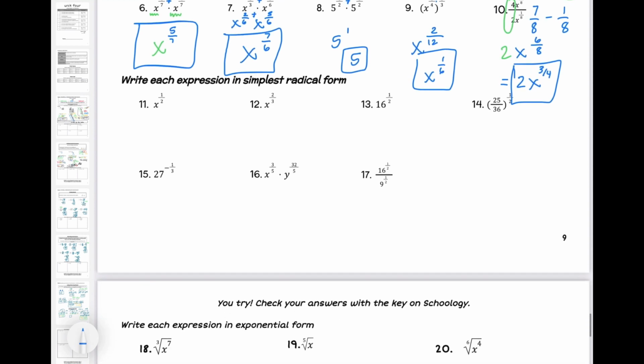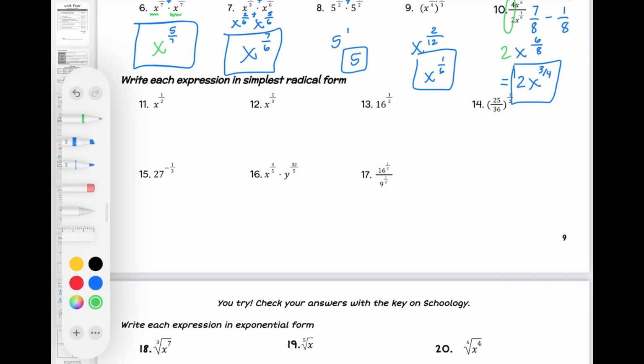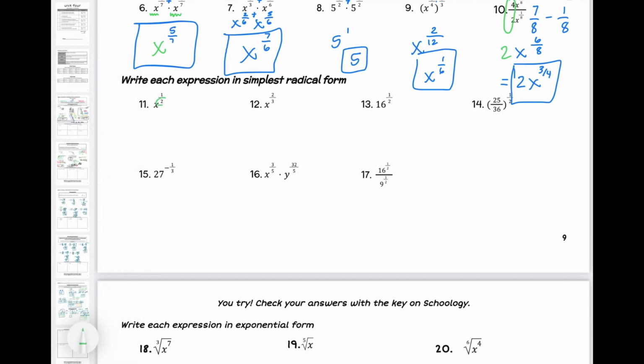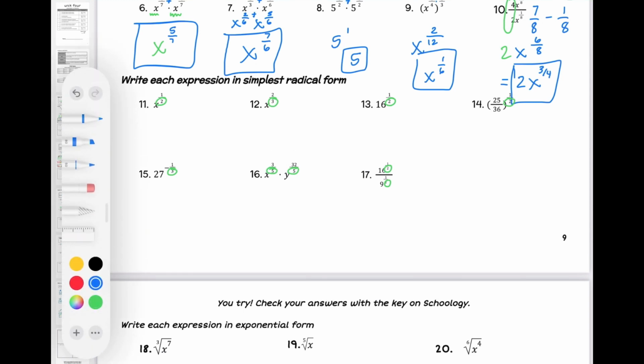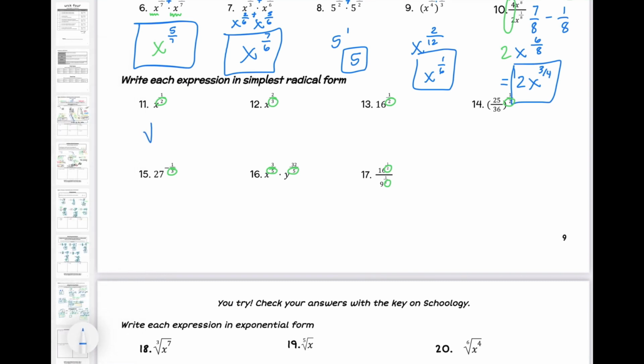All right, so for the next section, now we're going to switch back and make this a radical. So remember, anything on the bottom is going to be our index. So I'm going to go ahead and circle all of my indexes for the next couple problems. So on some of these, we're going to simplify first and then write it as a radical form. So if we think about this first one, we have an index of 2. So that means we have just a square root and x to the first power. So it's just going to be 1x on the inside.